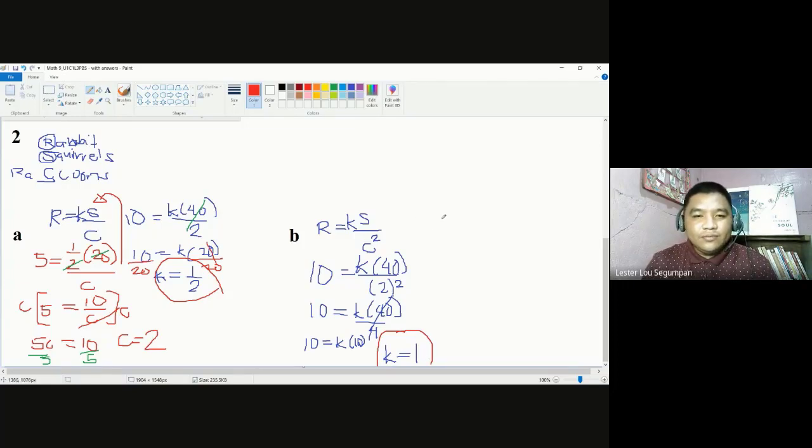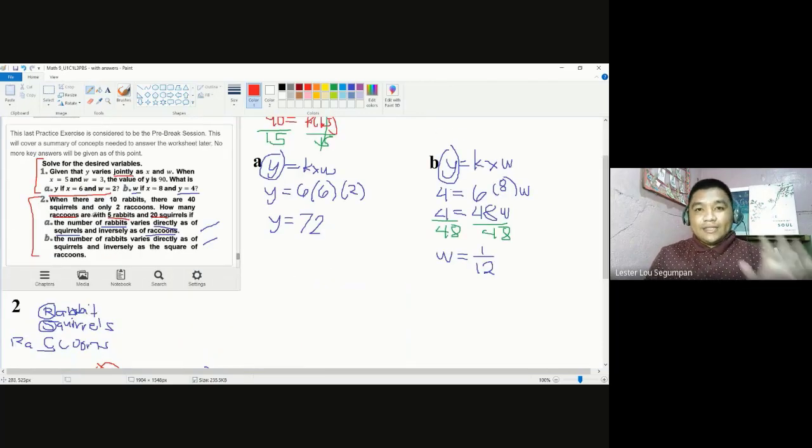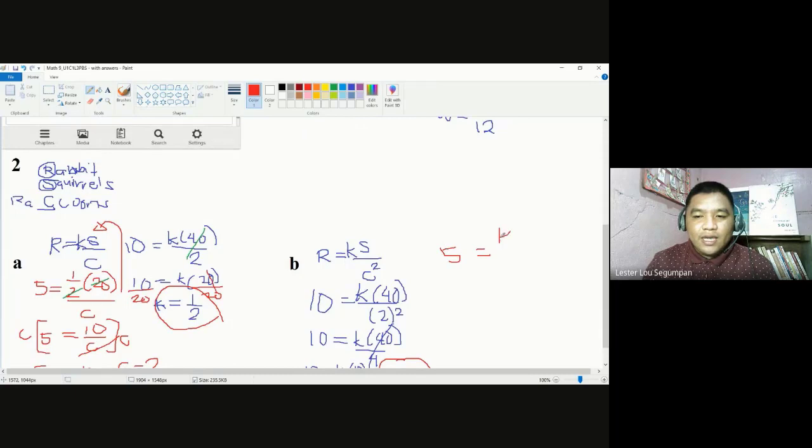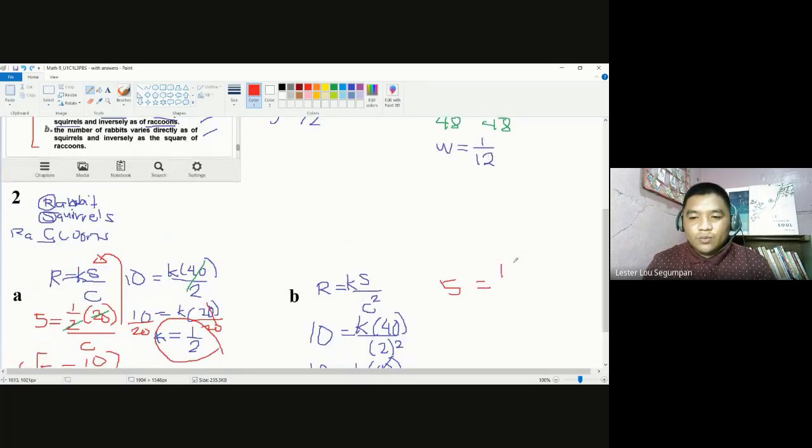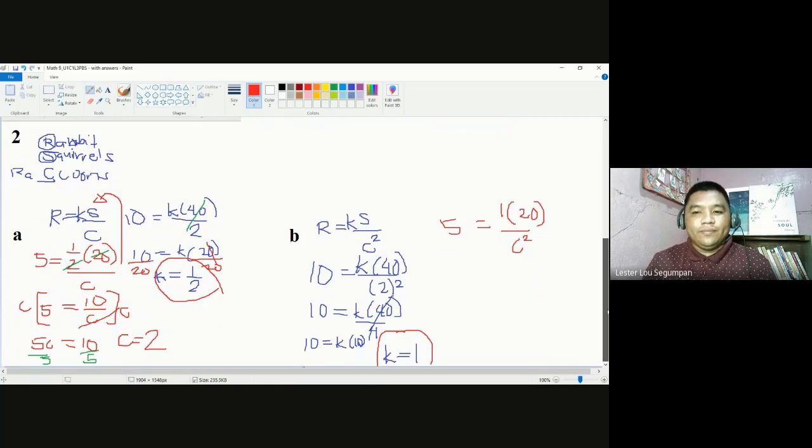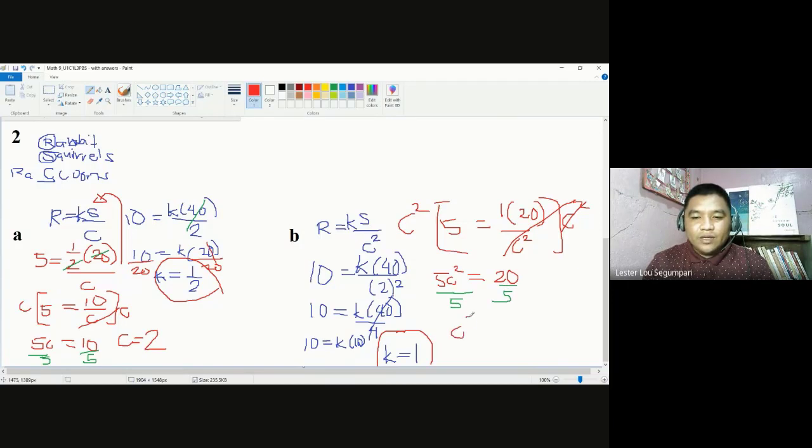But still, let's continue to solve for the situation here. How many raccoons? Still asking for raccoons with 5 rabbits and 20 squirrels. So there are 5 rabbits, K times 20. K is already given earlier. We have K, which is 1, times 20 over C squared. Multiply both sides by C squared, and we can cancel that out. We have 5C squared is equal to 20. Divide both sides by 5. You will see the value of C squared, which is 4.